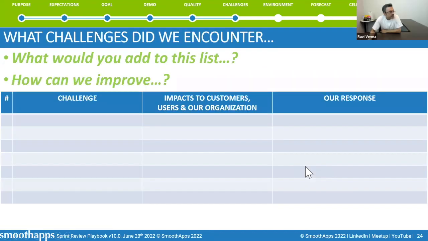All right. What challenges did we encounter? I think this represents the Scrum value of openness in action. Be open and transparent about the good, bad, the ugly. The truth may piss you off, but it'll set you free. So be transparent. Look, here's all the crap that we had to deal with.